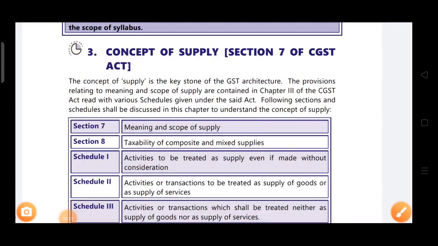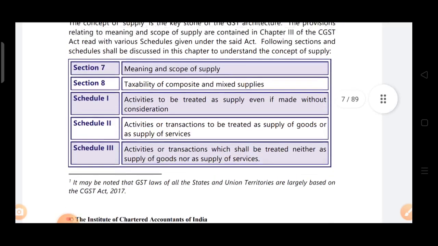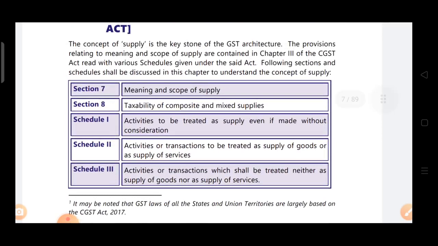The concept of supply is the keystone of the GST architecture. The provisions relating to the meaning and scope of supply are contained in Chapter 3 of the CGST Act, read with various schedules given under the Act. The following sections and schedules shall be discussed in this chapter to understand the concept of supply.